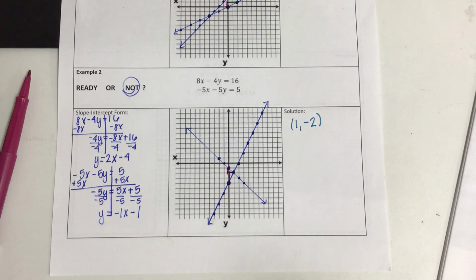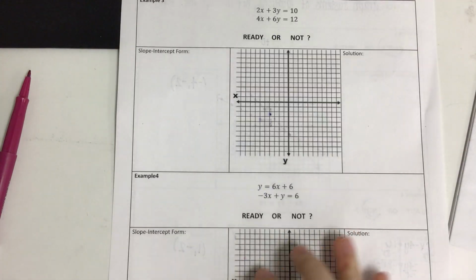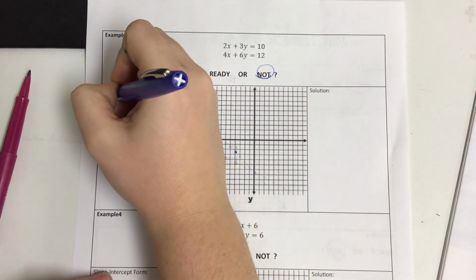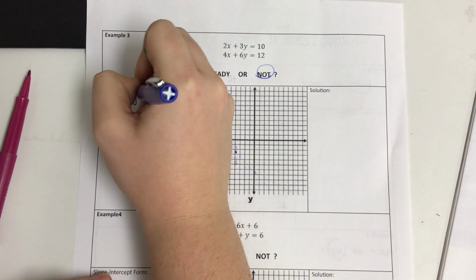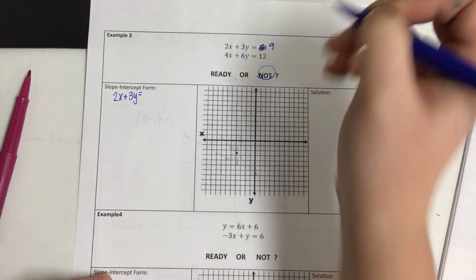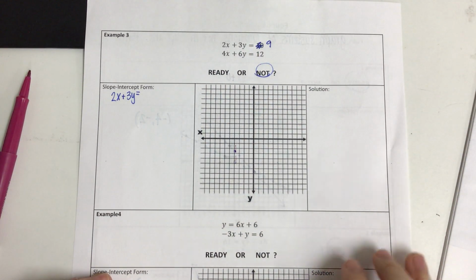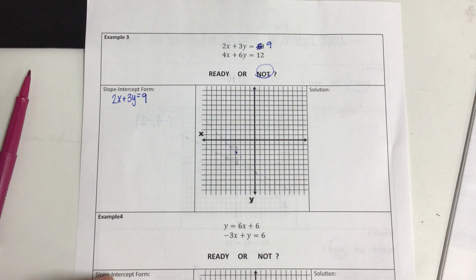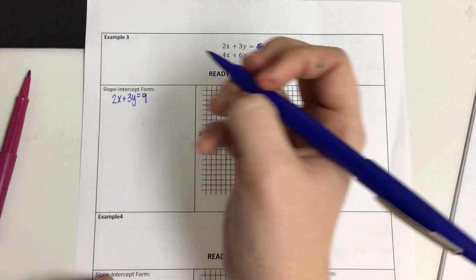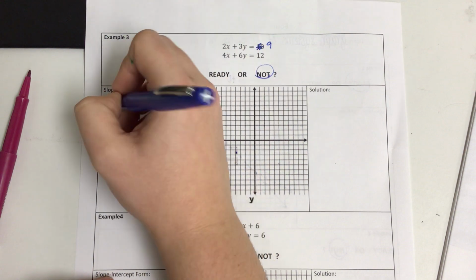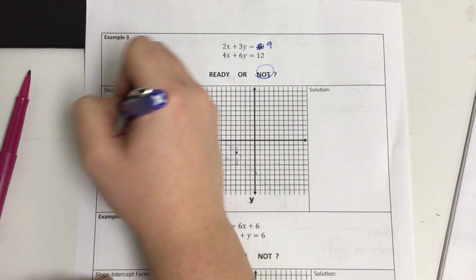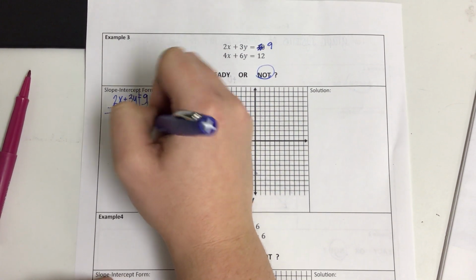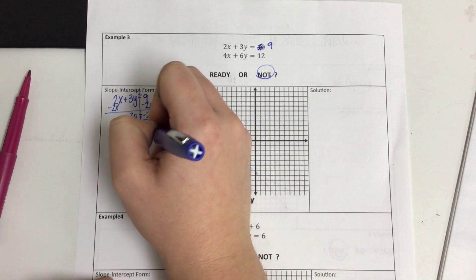Okay, so we're going to flip it over to example 3. Is this one ready or not? And this one is not ready. So our first equation, we're going to change this to be a 9. And we are going to subtract 2x on both sides. So we have 3y equals negative 2x plus 9. We're going to divide everything by 3. So we get y equals negative 2/3 x plus 3.